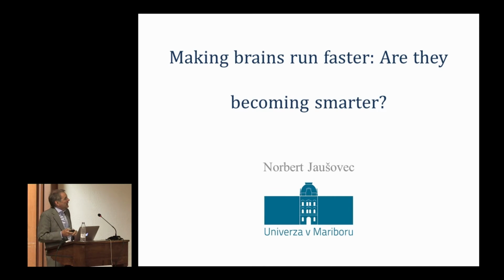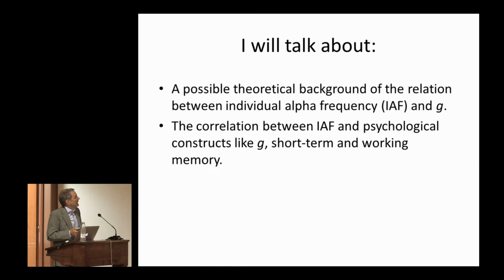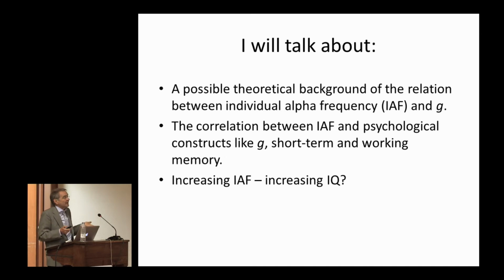I hope so. Okay, so what I will be talking about today, first about the possible theoretical background. So why should individual alpha frequency be related to G? This would be a theoretical introduction, very short, because almost everything, as I told, was said. And then two correlational studies I will present, actually correlations between individual alpha frequency and different psychological constructs, like G, short-term memory, and working memory. I make this division, which will be more clear when I come to this part of the presentation. And then the last thing, which was also already given today: if we do some intervention to the brain, can we then see any change? This is a very simplistic approach.